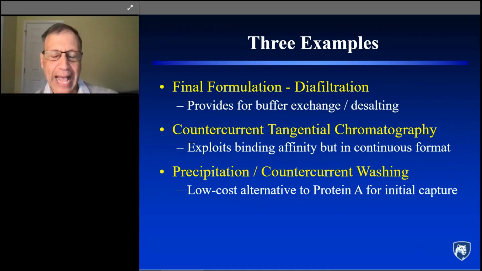Now, my group has been very actively involved in looking at opportunities for the development of continuous bioprocessing systems. And I wanted to take the time I had today to go over 3 short examples. The first is on the final formulation step by diafiltration. The second is a continuous countercurrent tangential chromatography that could be used in place of column chromatography for the purification of monoclonal antibodies. And finally, a precipitation washing procedure that could be a low-cost alternative to protein A for initial monoclonal antibody capture.